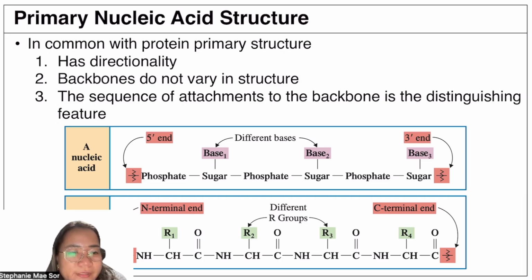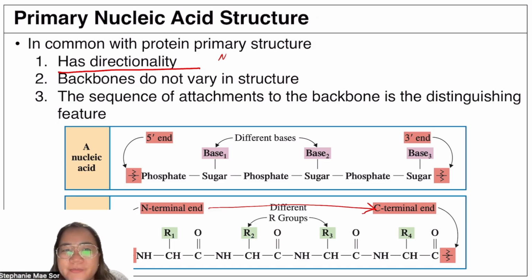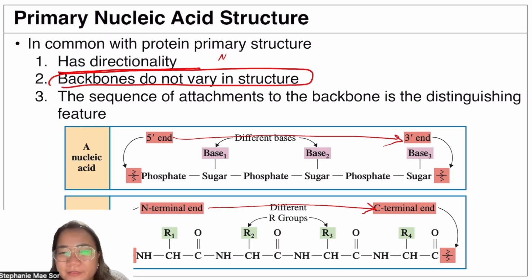Doon tayo sa ating next discussion, para lang mas madali nyong ma-visualize, no? Meron siyang in common with the protein primary structure. Meron siyang directionality, as mentioned earlier, di ba? Directionality ng protein natin, merong N-terminal end at meron kang C-terminal end, and it goes this way. Okay? So, N-terminal to C-terminal, yun yung directionality sa protein natin. Meanwhile, sa nucleic acid, you have the 5' to the 3' end, and you read it this way. So, another thing in common is that it has a backbone that does not vary in structure.